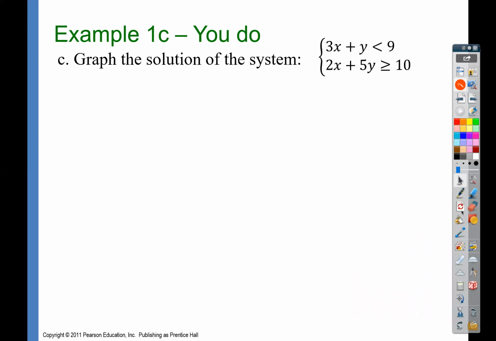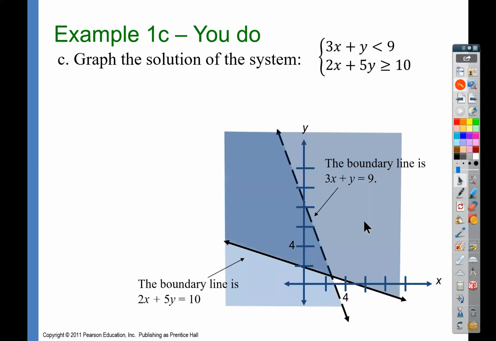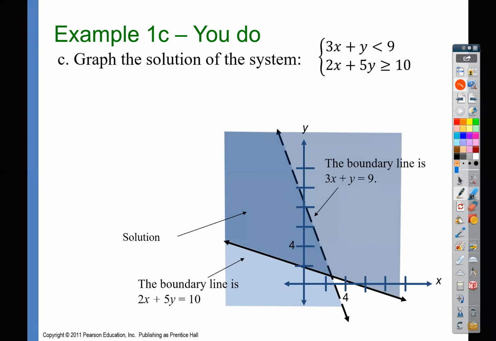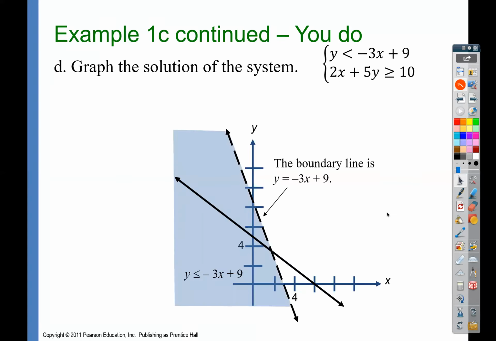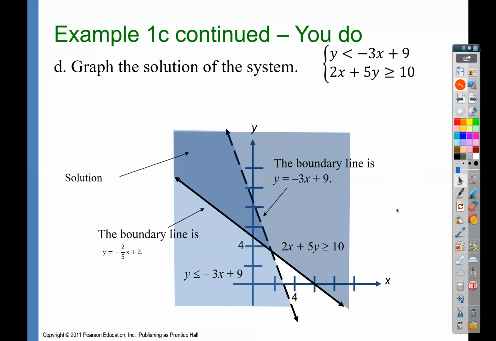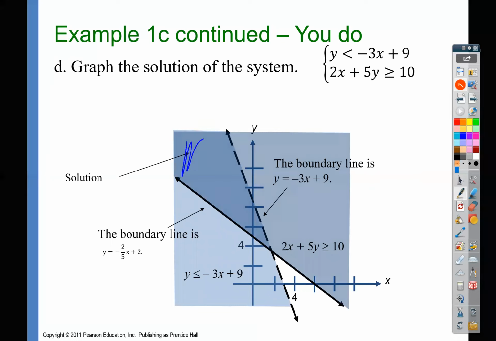All right, you go ahead and do this one. And the answer, when we plot it, should look like this. So the only region that you should have shaded is right here. All right, go ahead and try this one. So pause. And you see again that the only area that you're shading is right here.